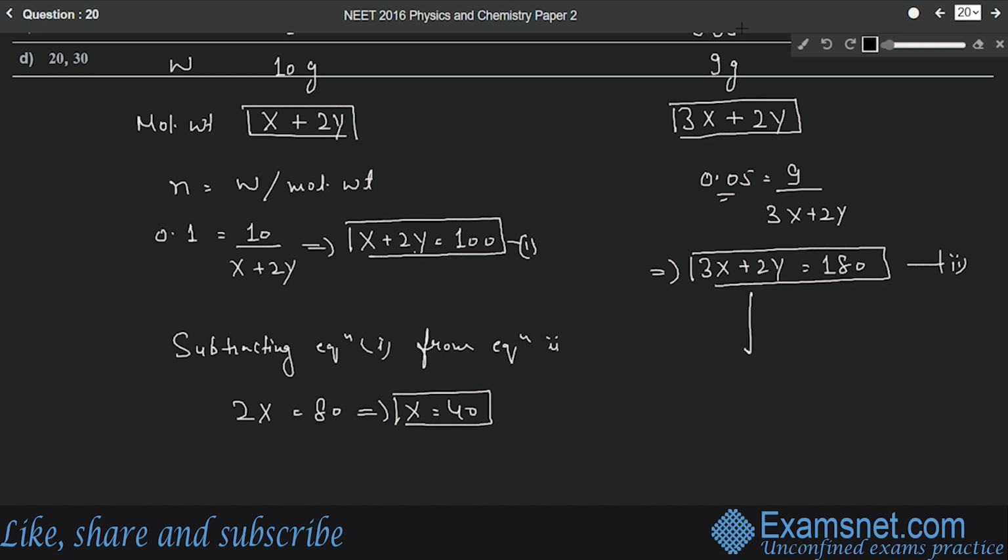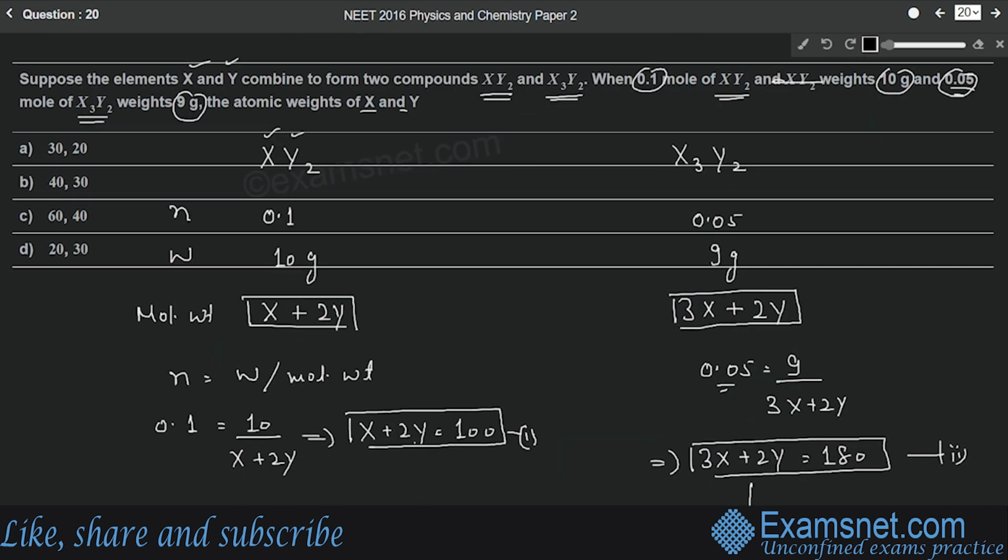For example, if we take this one, then x is equal to 40. So 3x, that means 120. 3 into 40 is 120 plus 2y equals to 180. 2y will be equal to 180 minus 120, that is 60, and y will be equal to 60 divided by 2, that is 30. Okay, so this will be the value of y, 30. So the answers will be 40 and 30. Okay, so option B, 40 and 30 will be the correct answer.